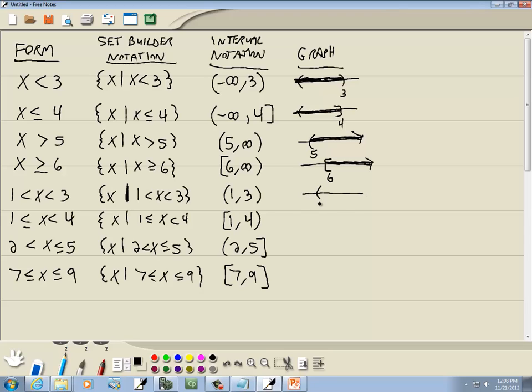This one's between 1 and 3. Parentheses on 1, parentheses on the 3, so I just carry straight over and you shade in between them. This one, bracket on the 1, parentheses on the 4, shade in between them. And on this one, parentheses on the 2, bracket on the 5, and shade in between them. And then our last one here, 7 and 9, and we shade in between them.